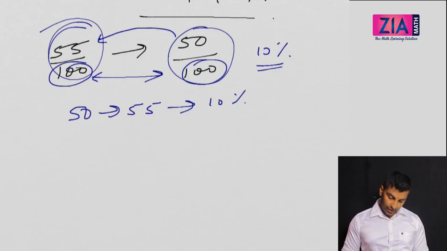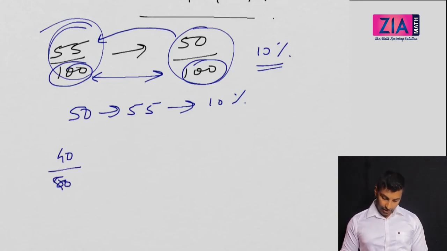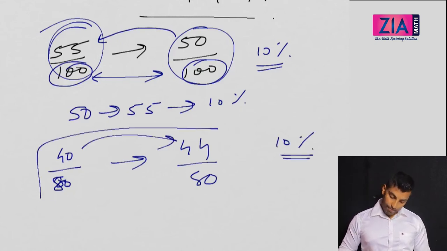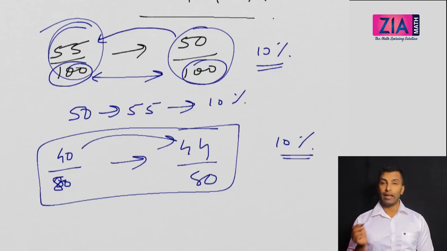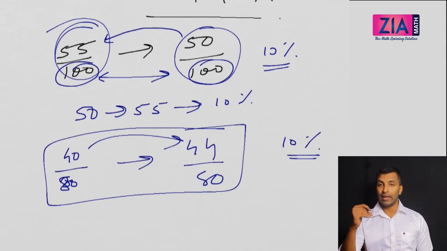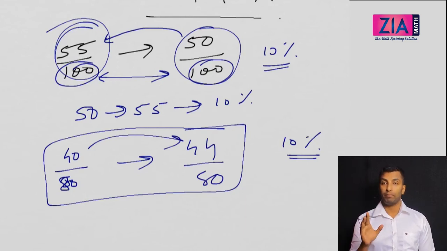Same way, if you take 40 by 80 and 44 by 80, there is a 10% change. So in the complete ratio also, there will be a 10% change. So 44 by 80 is actually a 10% increase from 40 by 80, just like 44 is a 10% increase from 40. Both are actually the same.